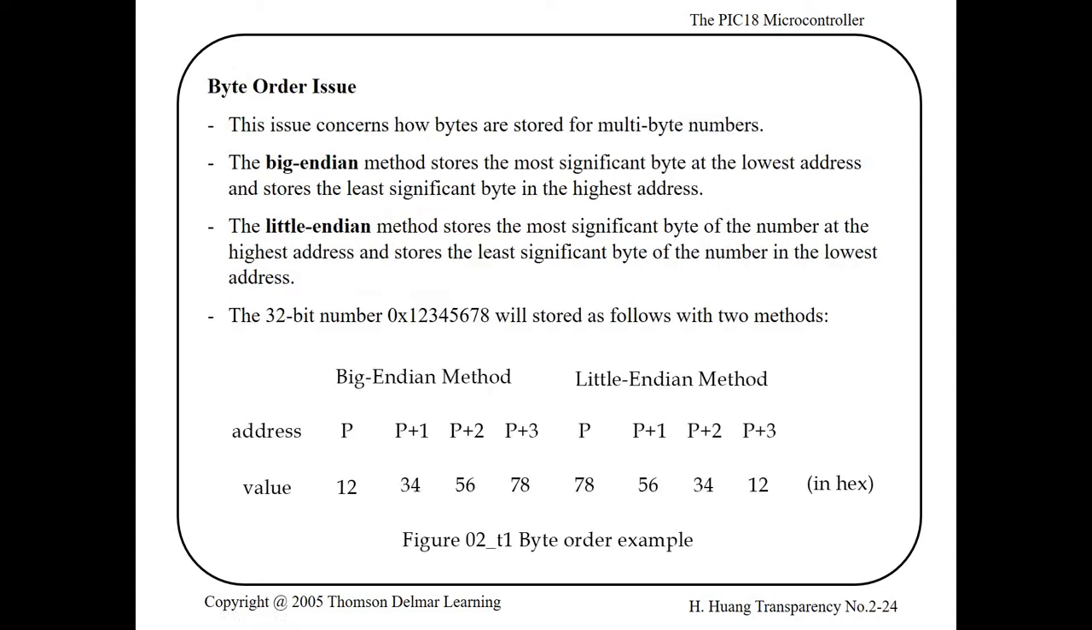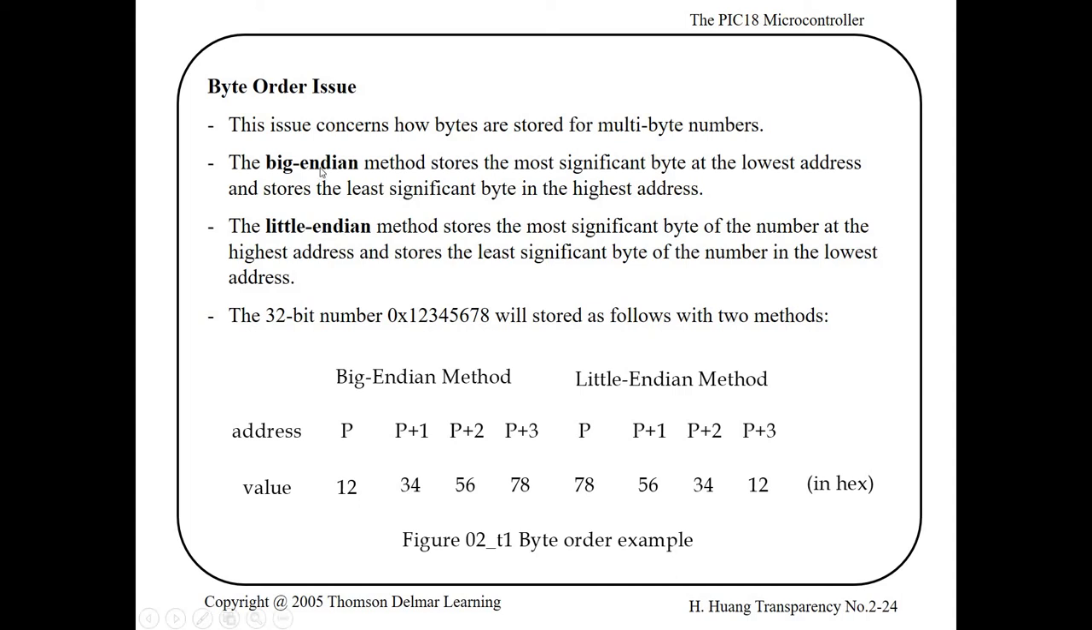Another thing is the byte order issue. Now this one they have asked before in finals. This byte order issue concerns how bytes are stored for multi-byte numbers. So far we have seen single byte numbers, right? Multiply and add with single byte, subtract single byte from single byte. So you have seen that. Now what if you have more than a single byte? How would the arrangements be?